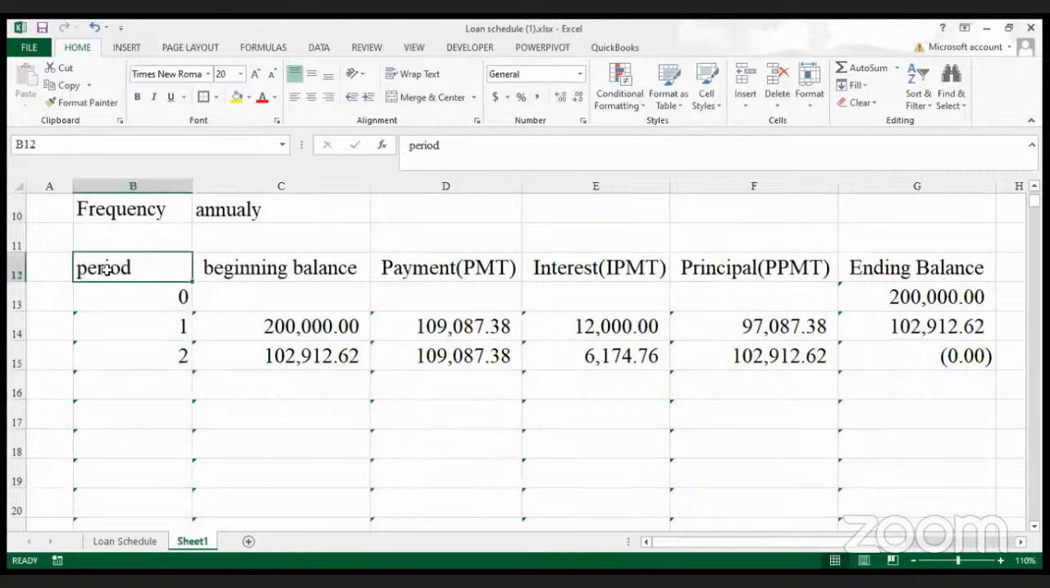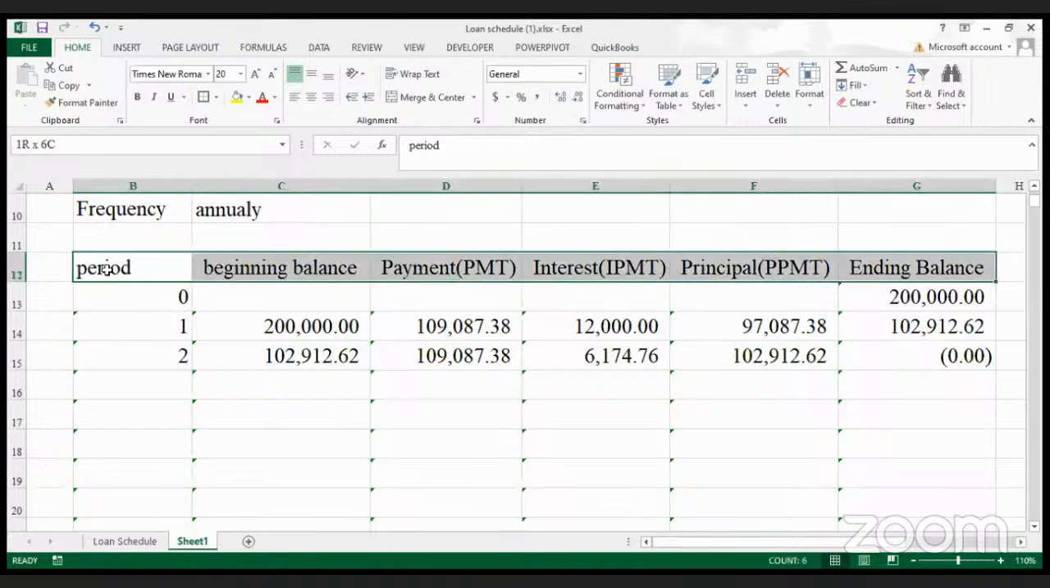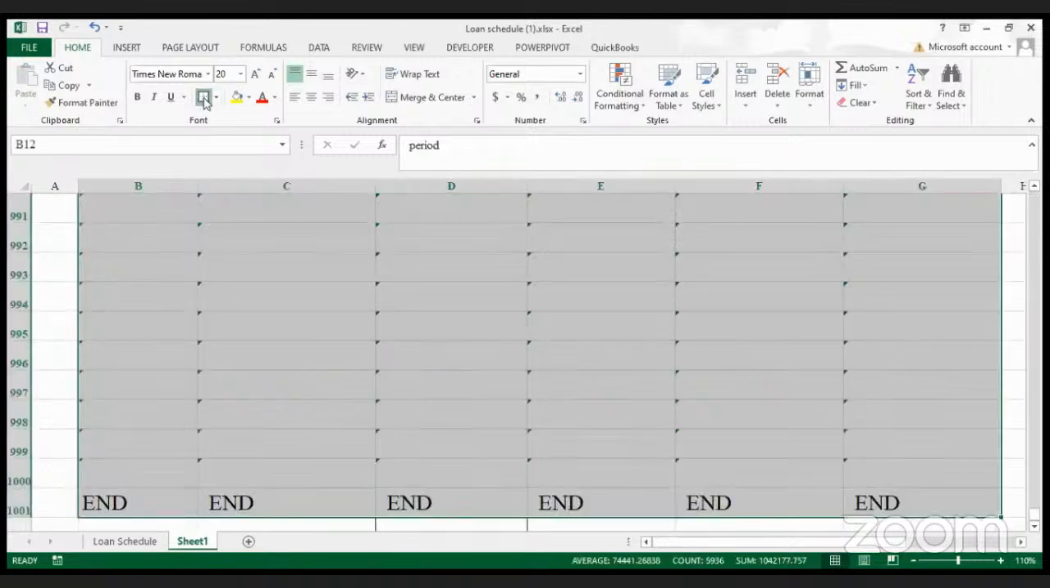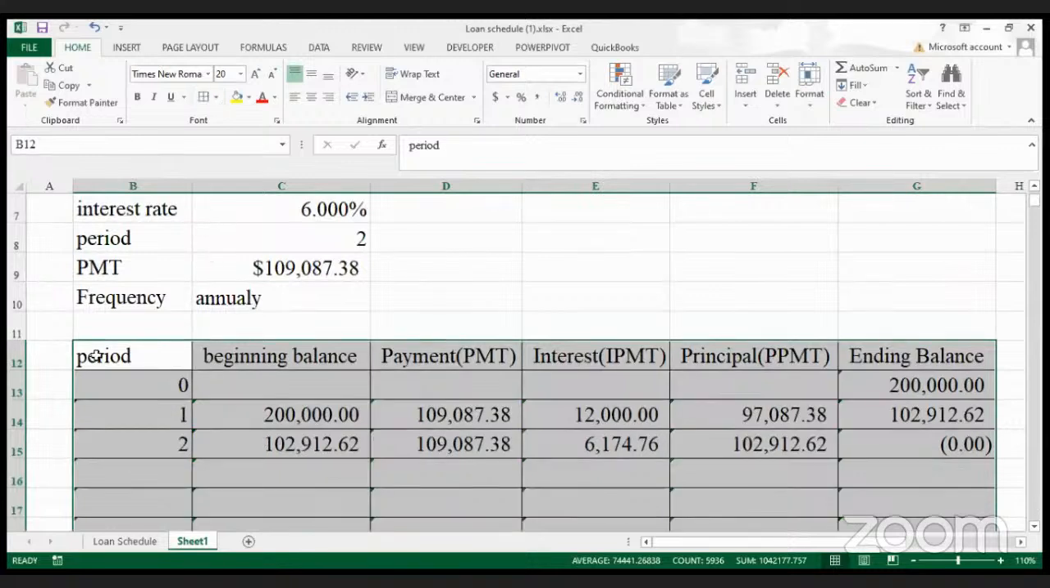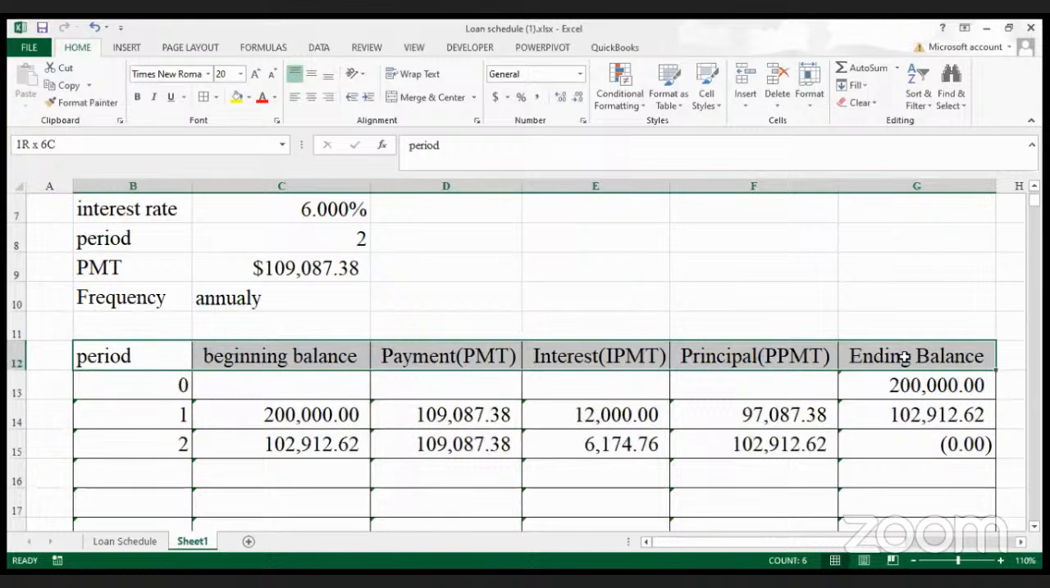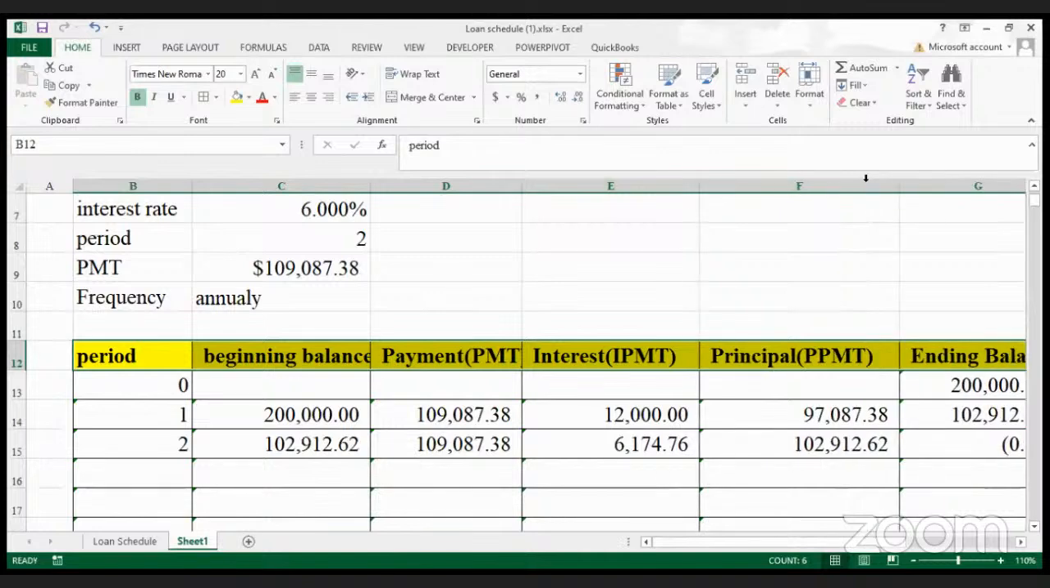But I've realized our borders have disappeared, so let me check them back. This is the title. We can make the title bold and even give it a different color, something of that kind. So that's what we have.